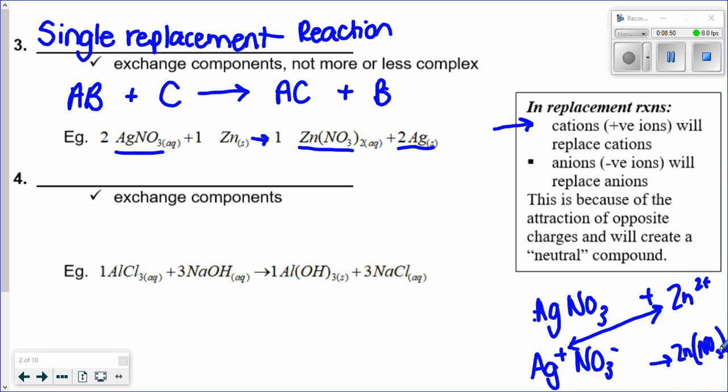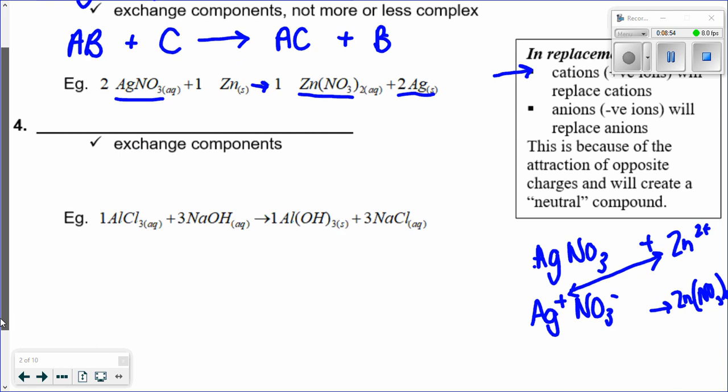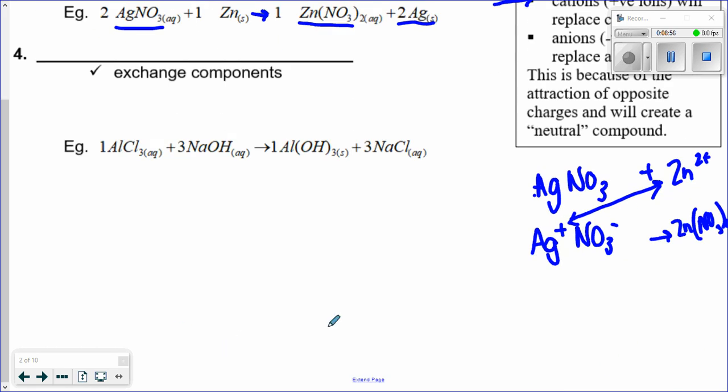Sorry, I can't really fit it on there. So we wouldn't be able to form something like silver zinc.